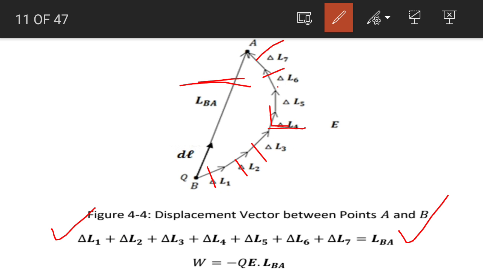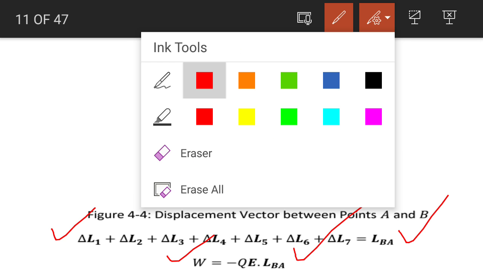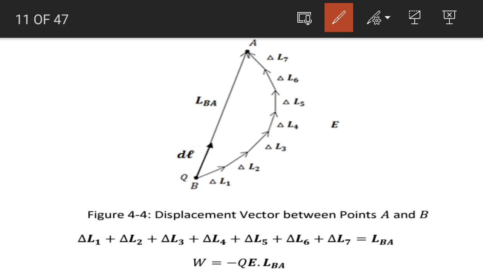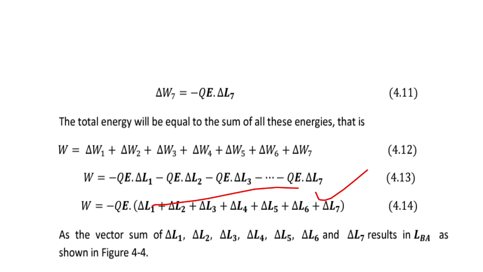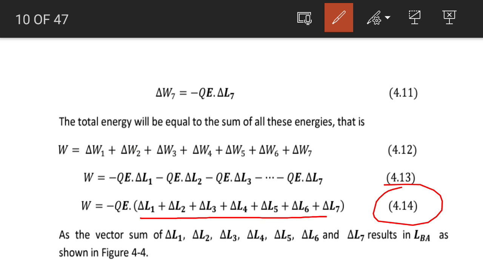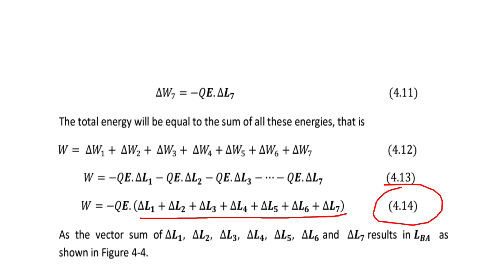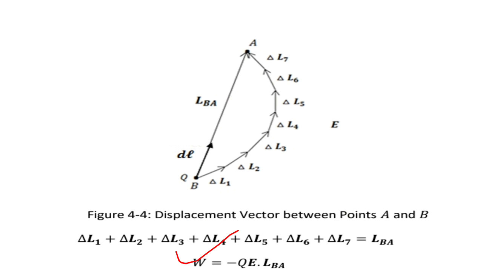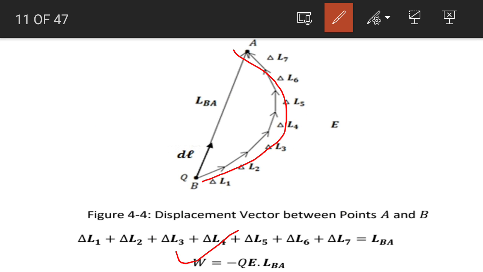So the vector sum of delta L1, delta L2, delta L3, delta L4, delta L5, delta L6, and delta L7 results in LBA. If we put this value in the previous equation, the total energy which is required to move this charge of Q Coulomb from the initial position B to the final position A in the uniform electric field will be equal to minus Q E dot LBA. So we can calculate this energy either with the help of this particular equation or with the help of equation number 14. If you focus on equation number 14, this path is involved in it.